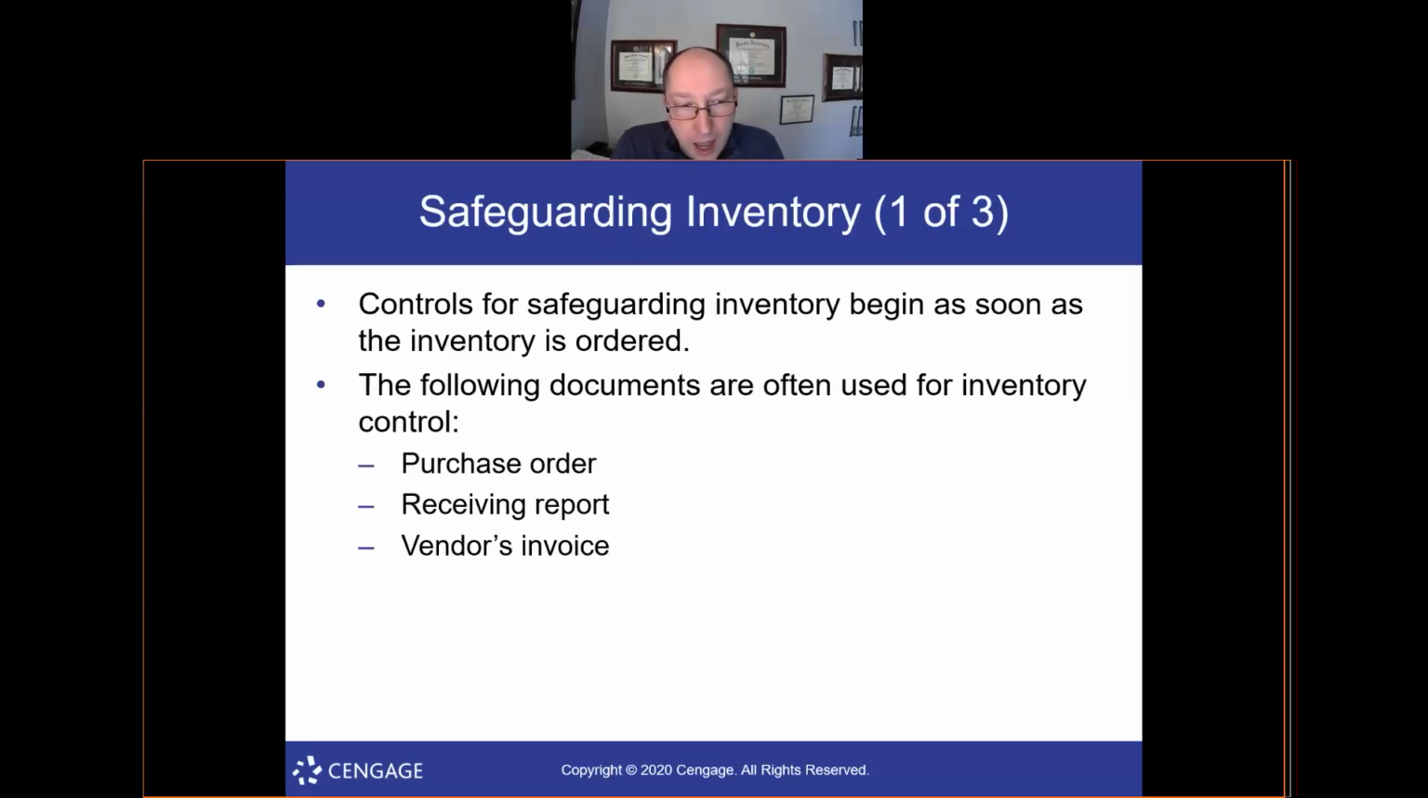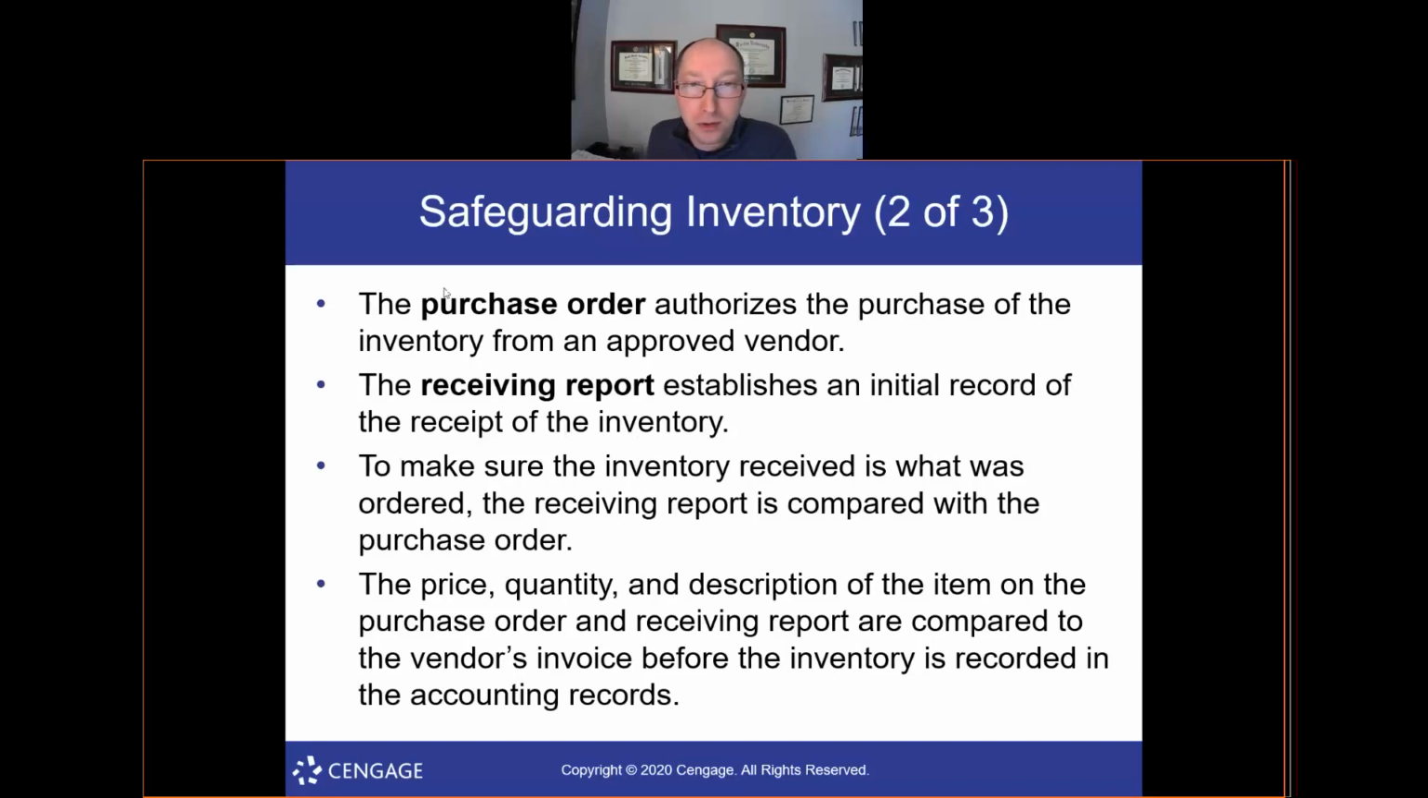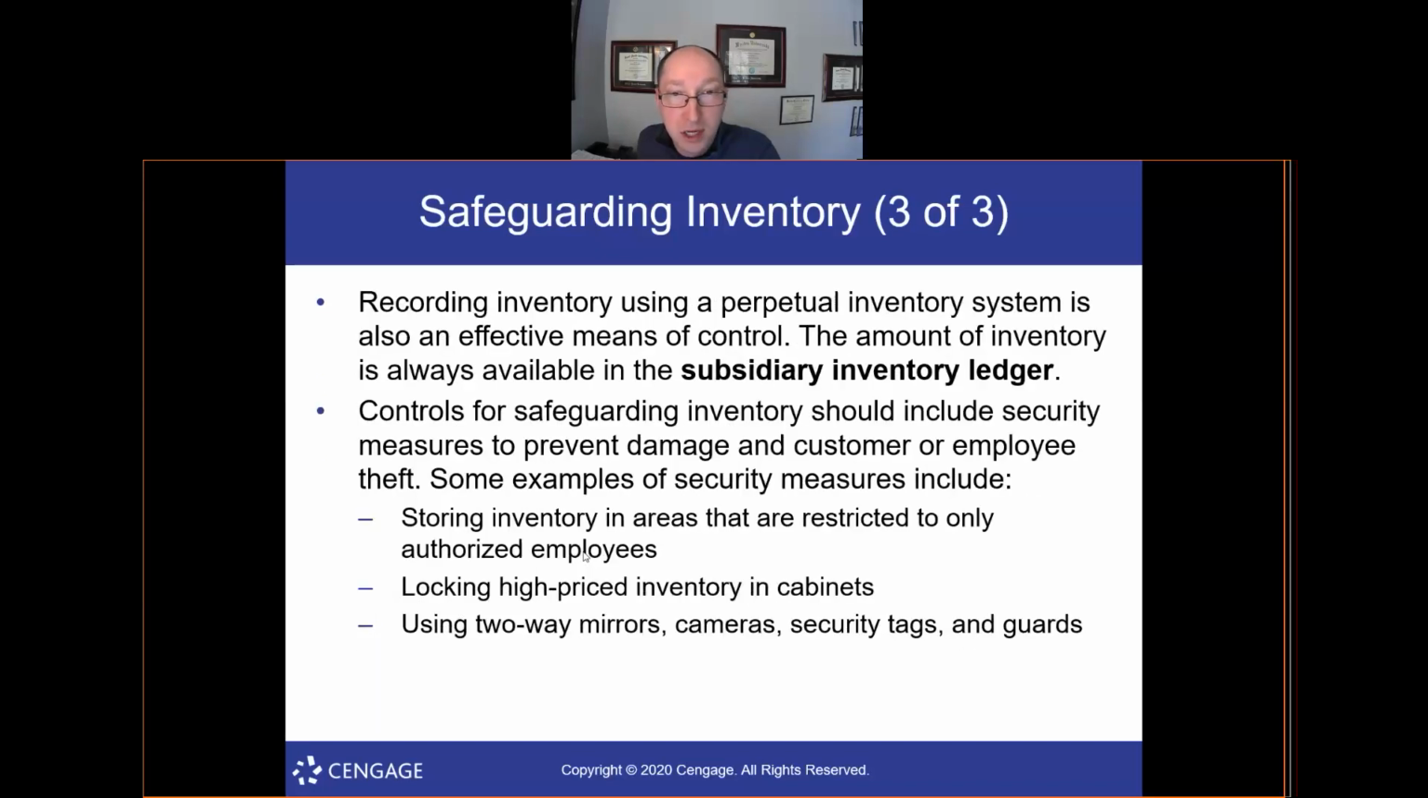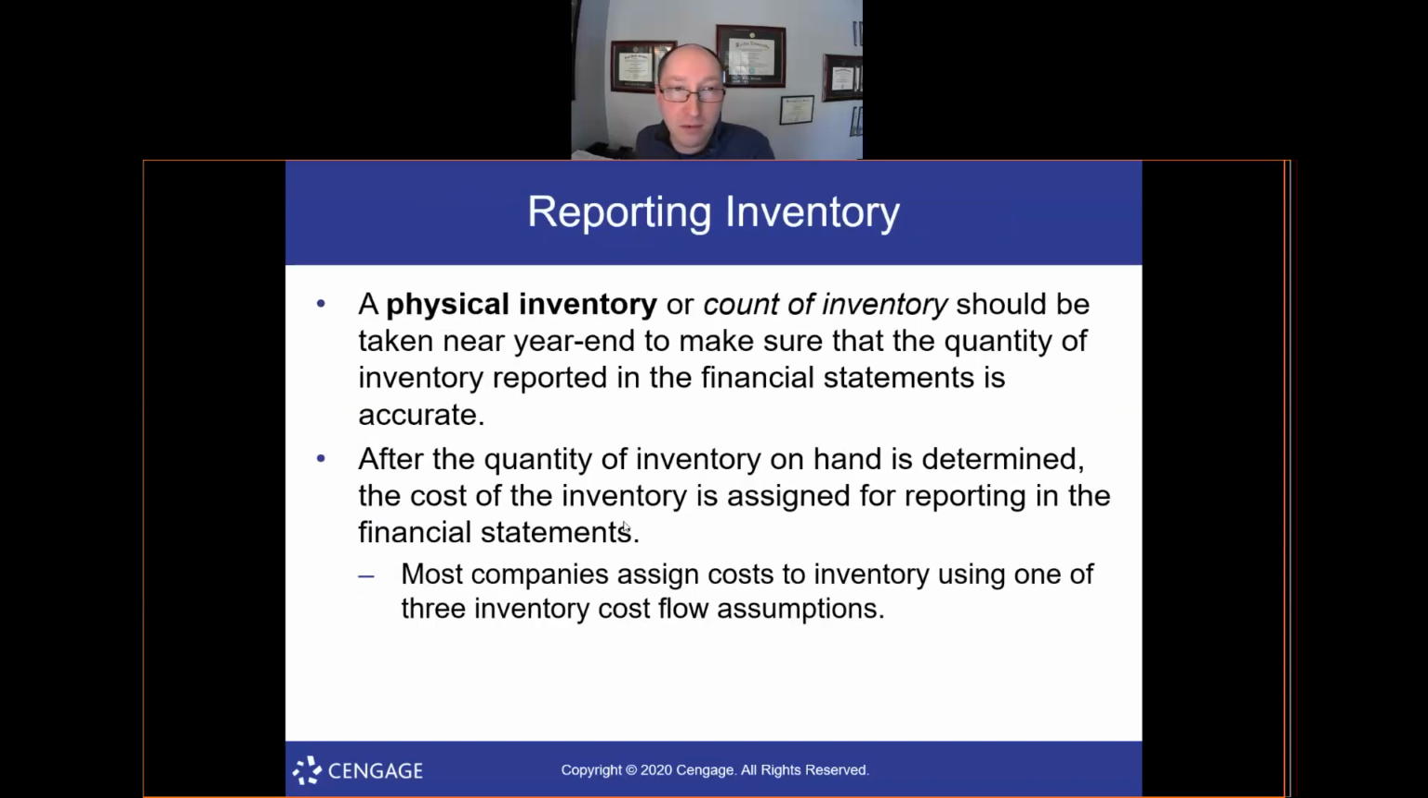And then we have a vendor's invoice. That's the bill for the purchase of our inventory. So again, the purchase order authorizes the purchase of inventory from a vendor. The receiving report, that's the packing slip, comes with our order. We match everything to what we received, and we record everything on the inventory ledger. So again, we debit inventory and we credit either cash or accounts payable, depending on how we're paying for it, to increase our inventory.